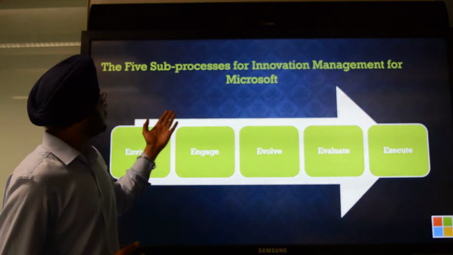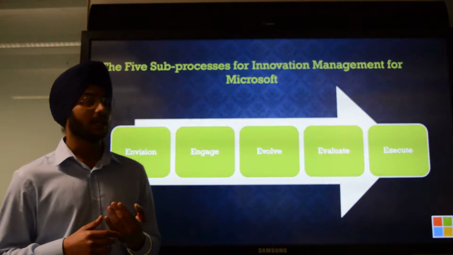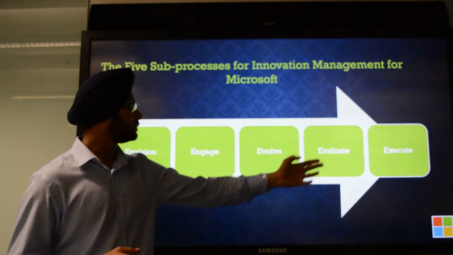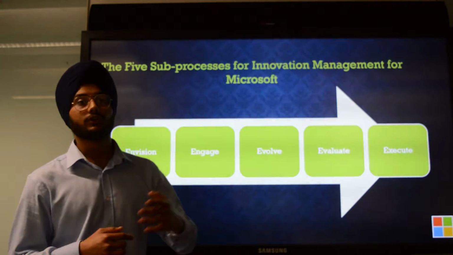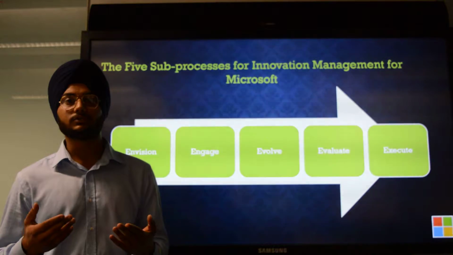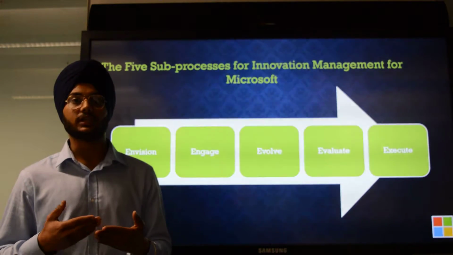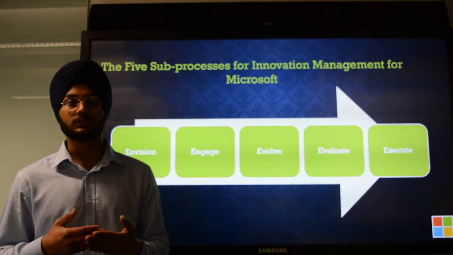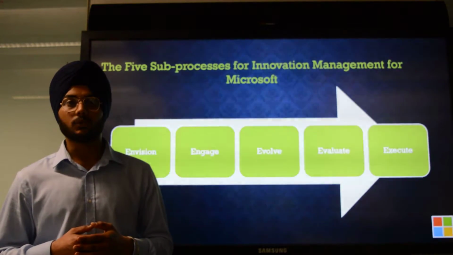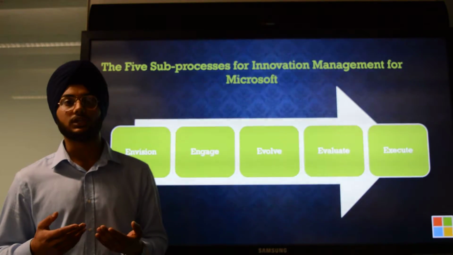So the five sub-processes for innovation management for Microsoft are envision, engage, evolve, evaluate, execute. So let's get deep into this. Envision. Envision is a critical step in the innovation management process. They should put in place the strategy and plan to achieve the innovation goals in the business strategy. Engage. In this process, companies engage employees, customers, and partners in an innovation community to capture and share new ideas.